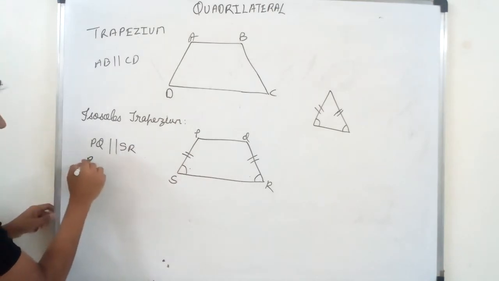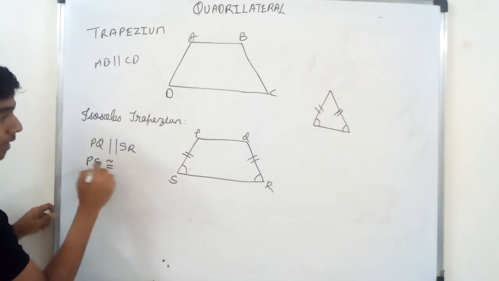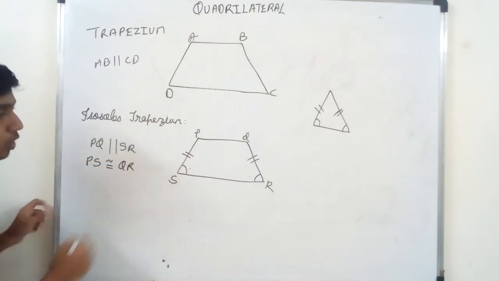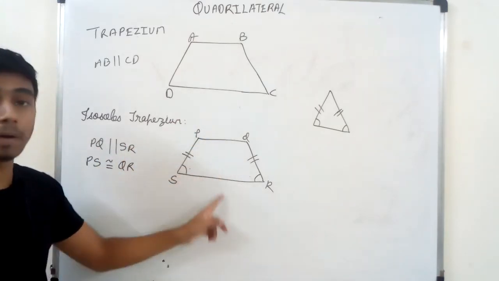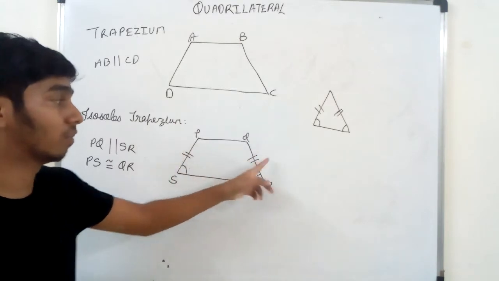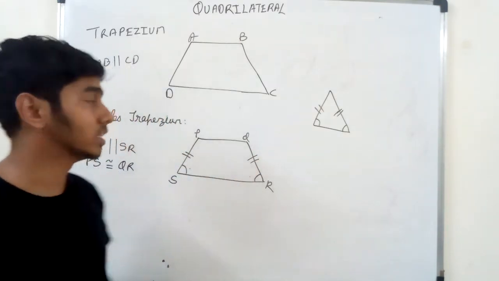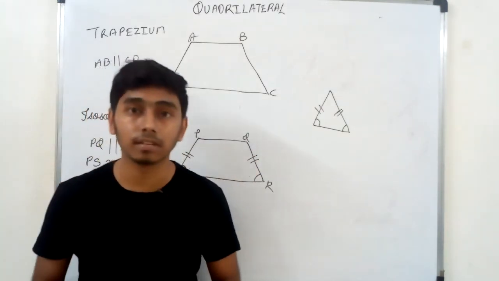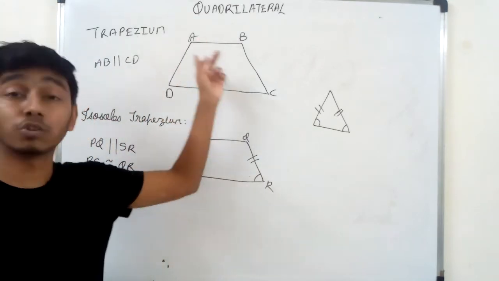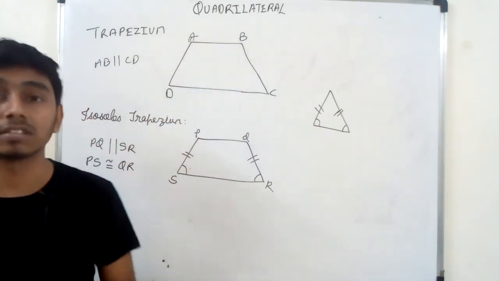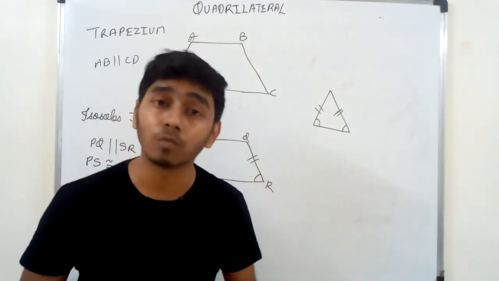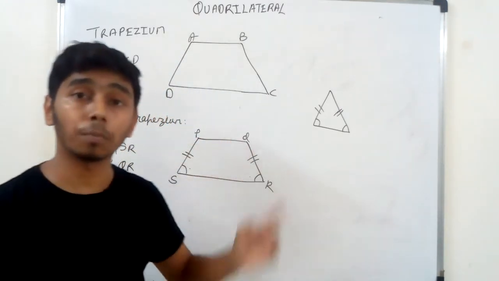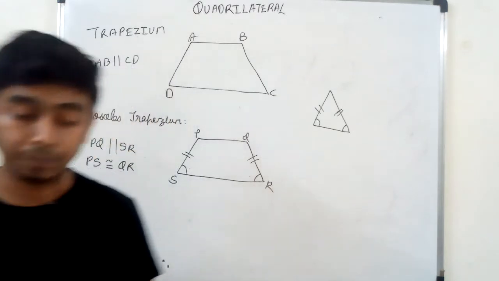So I'll write it PS congruent to QR. So one pair of opposite sides is parallel and another pair of opposite sides is congruent. So that's what isosceles trapezium is. I hope you have understood what is trapezium and what is isosceles trapezium. Now we'll solve some questions. Let's see a couple of questions on this topic and we'll end the video.